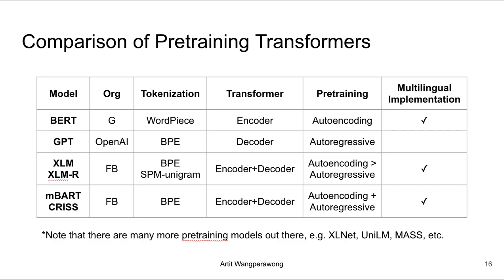Now note that there are many more pre-training models out there, such as XLNet, UniLM, MASS, etc. And we don't have enough time to cover them now, but there are so many models out there with different variations of how they operate and their architectures, and so it's good to have some way of comparing and laying them out, which is what I've tried to do in this table.